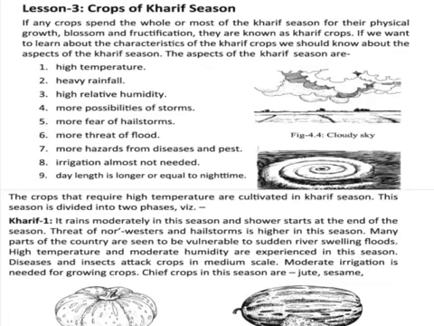Nor'wester means a storm blowing from the northwest. Dust storms or hailstorms, that is, thunderstorms, are higher in the season. Many parts of the country are vulnerable to sudden river swelling and sudden floods. High temperature and moderate humidity are experienced in the season, that is, hot temperature with decent humidity and moisture in the air. Disease and insects attack the crops on a medium scale.